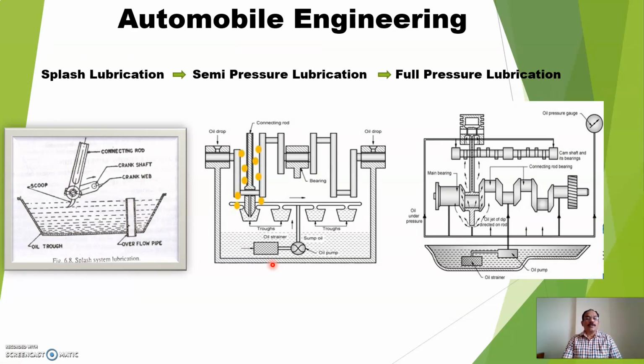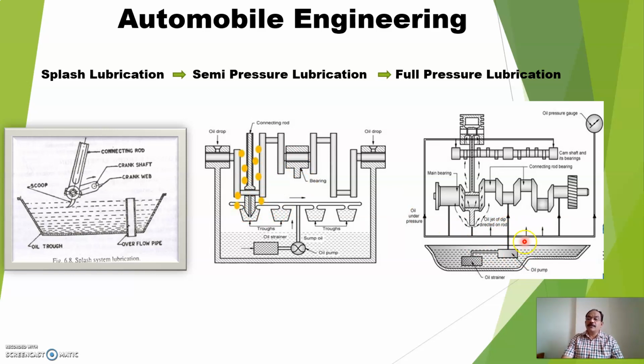Now here we have compared what the splash lubrication system is. In the splash lubrication system, a scoop splashes the oil throughout the engine, the same diagram I showed for the splash lubrication system. Semi-pressure lubrication means some parts are lubricated with the help of pressure, and you can see these troughs, and in these troughs the scoop is there which splashes the oil. So this is semi-pressure, a combination of the splash system and the pressure system.